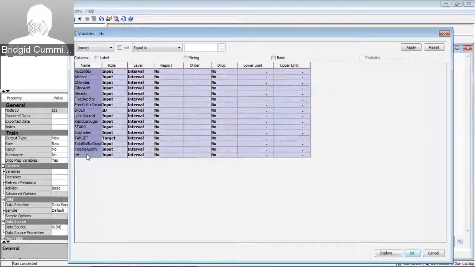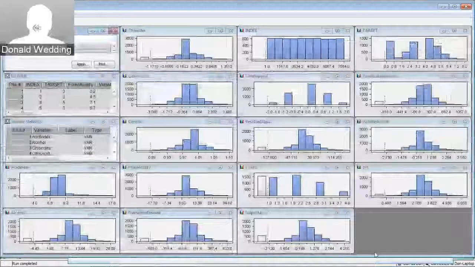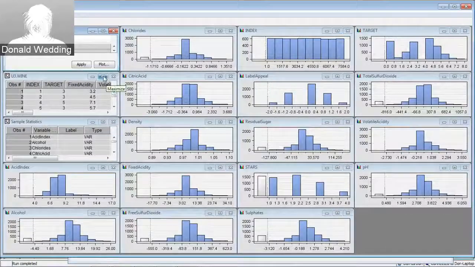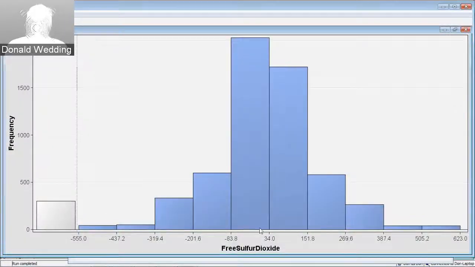People are saying free sulfur dioxide or total sulfur dioxide. Sorry. Okay, free sulfur dioxide. Let's take a quick look at some of these values of free sulfur dioxide. Anybody see it here? Here it is. Oh, I see. Look, they got some real screwy variables here. I don't even know what a free sulfur dioxide is, okay?